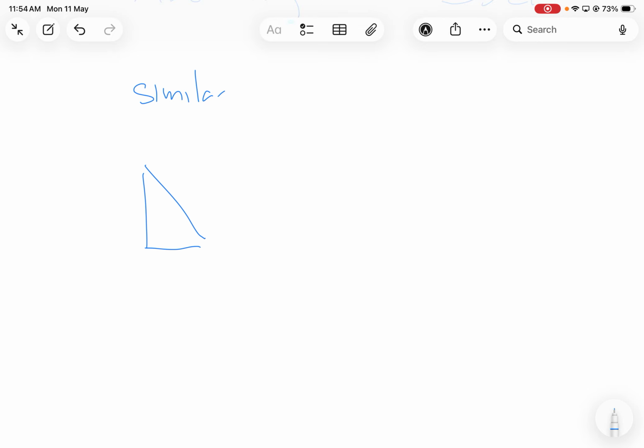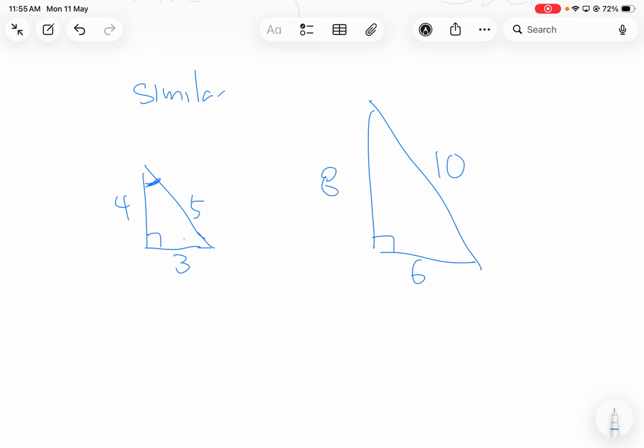Similar means the shape is the same. Right angle triangle, 4, 3, 5. These three sides, if I were to expand them, here becomes 6, here becomes 8, here becomes 10. When they all increase by the same ratio, meaning I multiply by 2, multiply by 2, multiply by 2, the shape will still be the same. It just becomes a bigger triangle with the same shape. So, this angle will still be the same as this angle.